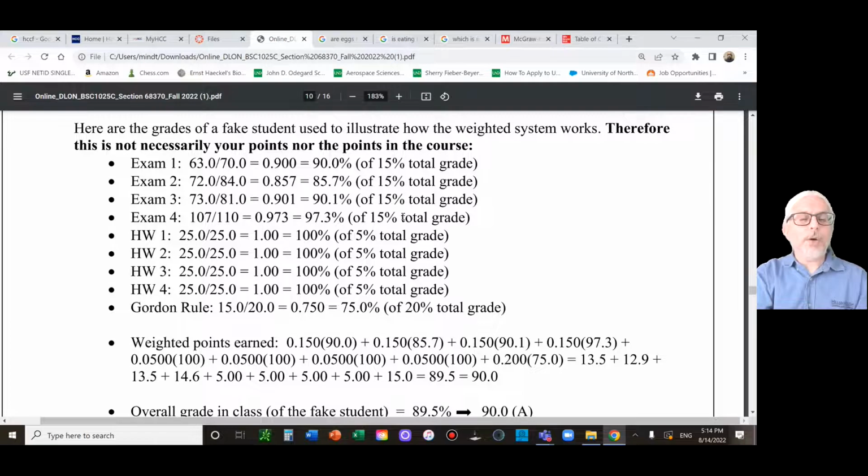Now, I'm giving you an example of how the weighted system works. This is a fake student, a fake class. I'm just showing you. So notice for this fake student, the fake class, exam 1, they got 63 points out of 70. It's a 90%. Great job. So 15% of the grade is at 90%. You can see it right there. Exam 2, 72 points out of 84. They got an 85.7%. That's 50% of the grade. You can see it right there, and so forth, including the homework and the Gordon rule.